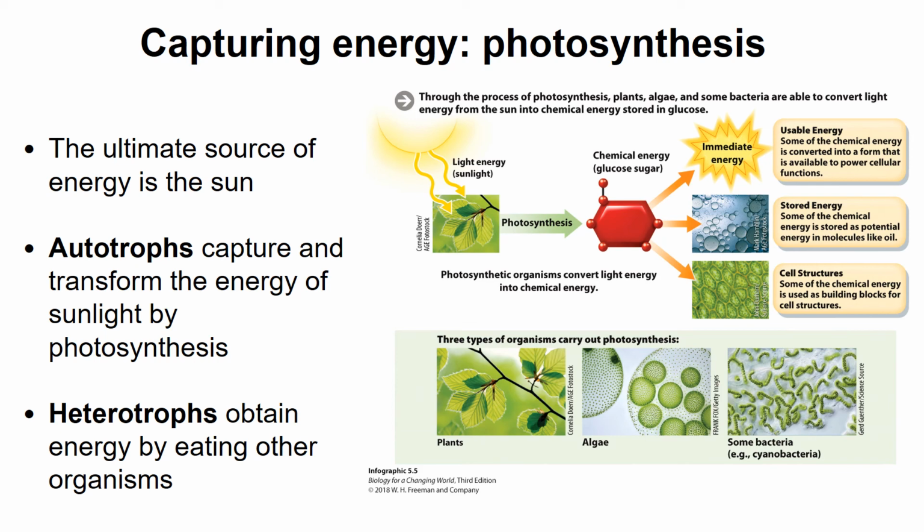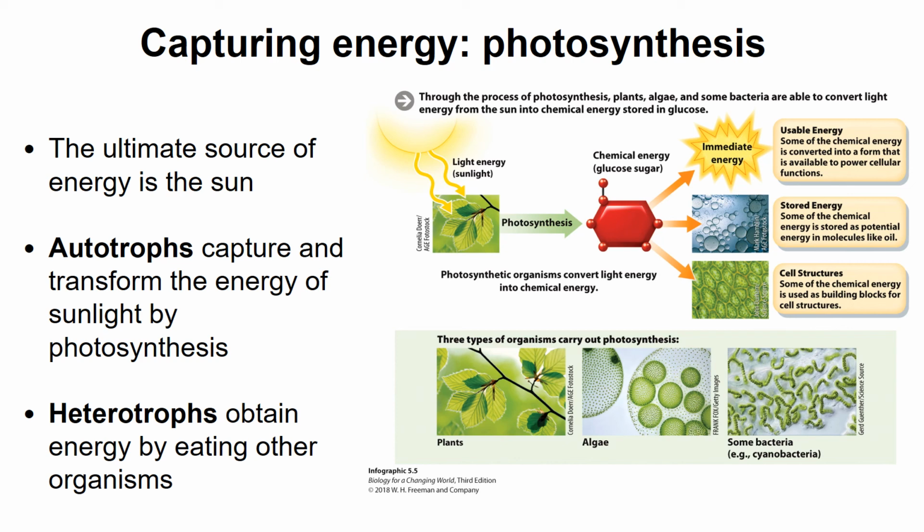Now, on the other hand, heterotrophs are organisms that obtain the energy that they need by eating autotrophs or by eating other heterotrophs. So essentially, heterotrophs cannot produce their own food. They have to obtain the food by eating autotrophs or by eating other heterotrophs.